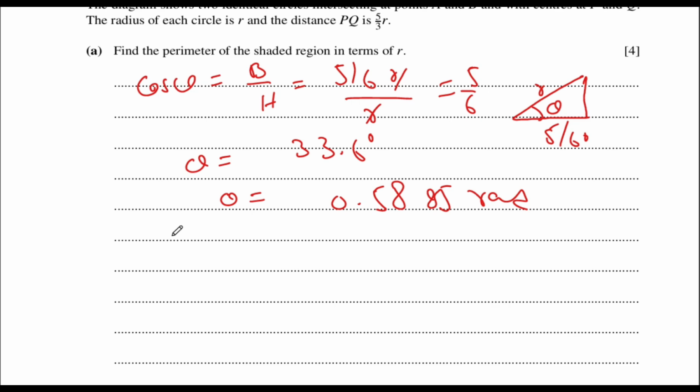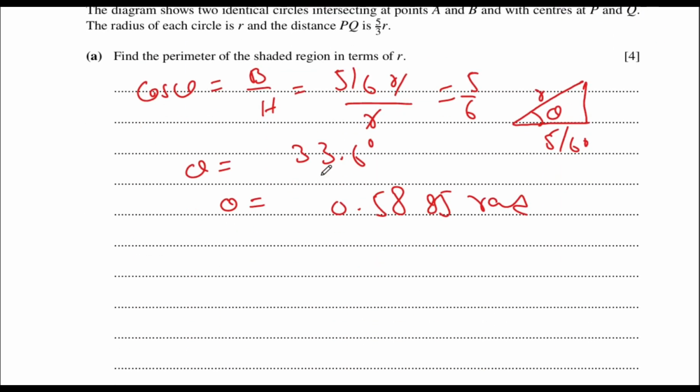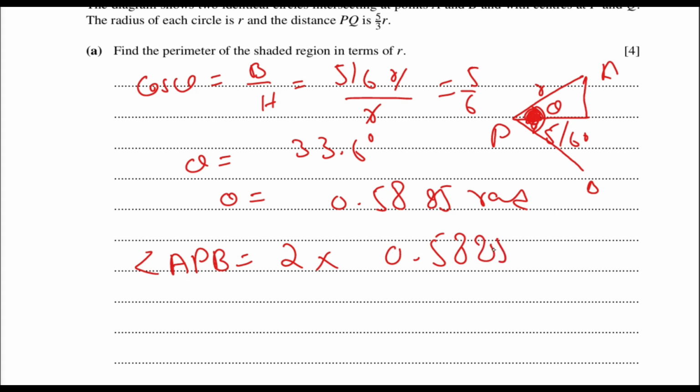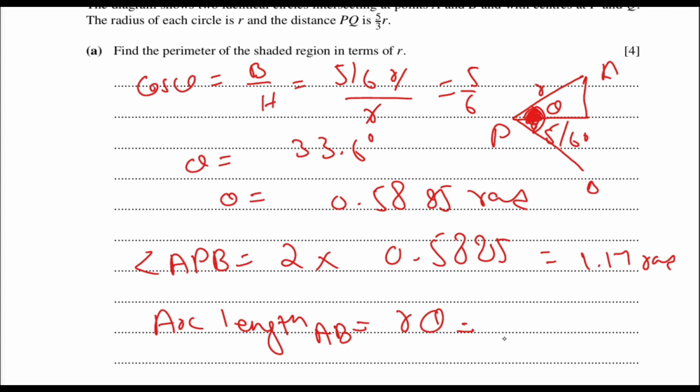Now the next thing is we have to calculate the angle APB. As we have calculated this angle, and now our B point exists here and A is here, we have to calculate this whole angle. This will be 2 multiplied by 0.5885, and we will have the total angle 1.117 radians. So arc length AB will be r theta. We have no value of r, but we have the value of theta. It will be equal to 1.117 r.